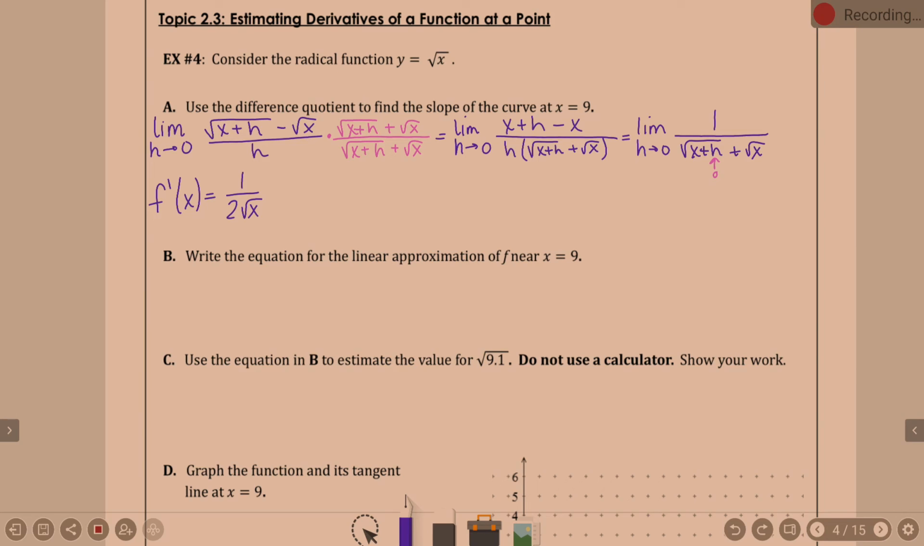What were we specifically asked to do in this problem? Find it at x equals 9. So now I'm going to do 1 over 2 square root of 9, which is 1 over 6. 1 over 6.